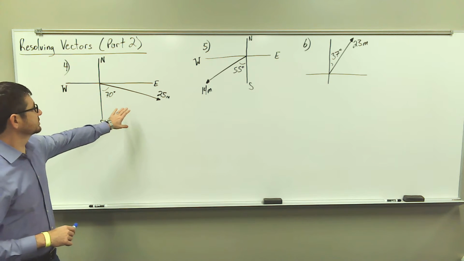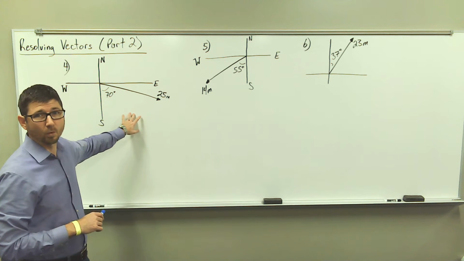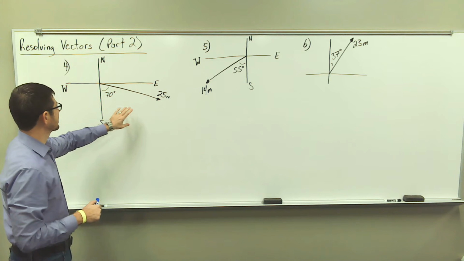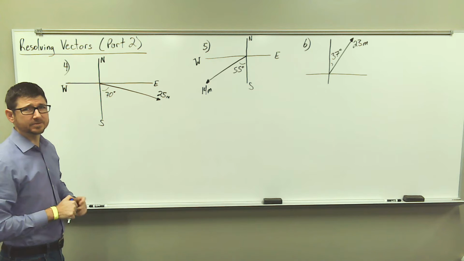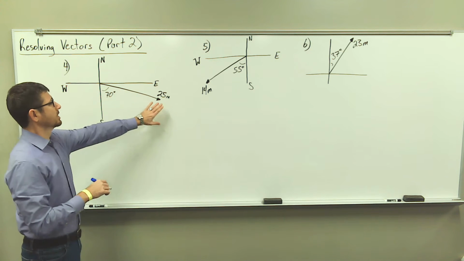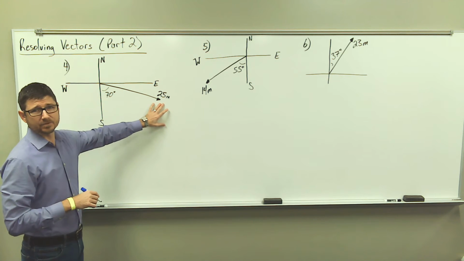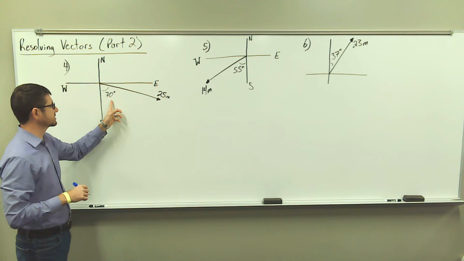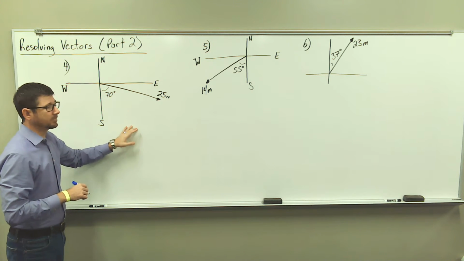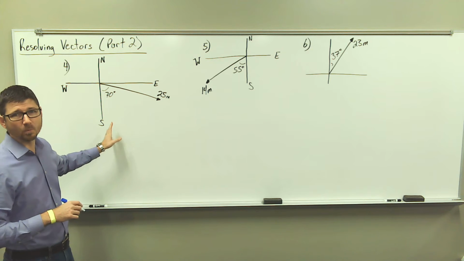So what I'd like to do is complete problems 4, 5, and 6 with you. So on problem 4, the first thing we need to do is ask ourselves, we're given our vector magnitude of 25 meters, and we're also given the direction of 70 degrees. But this is with respect to the y-axis.